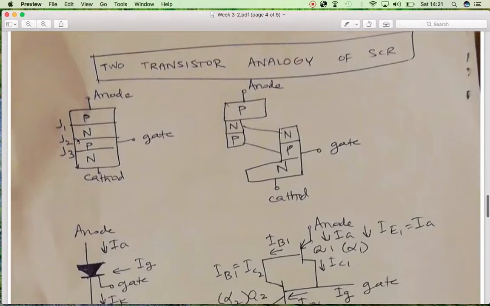On the left hand side, we have the structure of the SCR, which has 4 layers, 3 junctions, and anode, gate and cathode, which are the 3 terminals. On the right hand side is the equivalent diagram of the SCR, which has two transistors, one PNP transistor and the other an NPN transistor. So the diagram on the left hand side is equivalent to this diagram. So an SCR is equivalent to those two BJT transistors, one PNP BJT and the other NPN BJT.